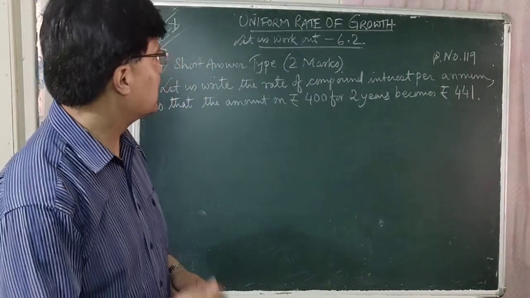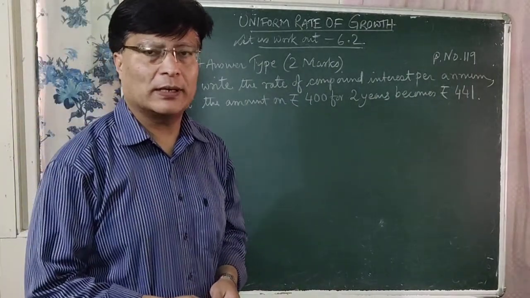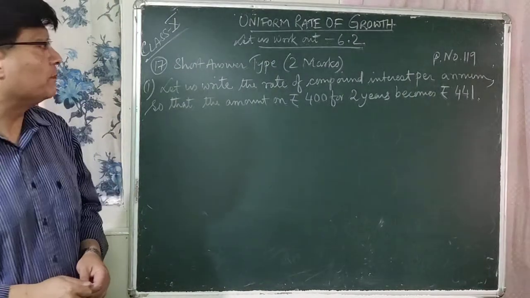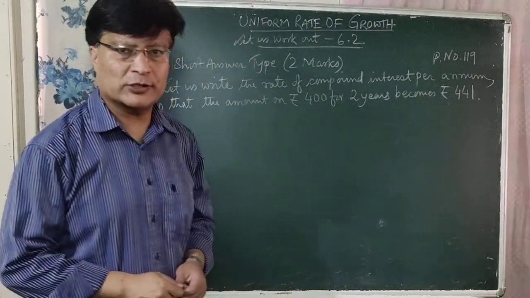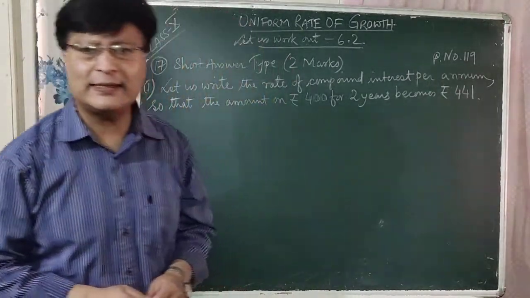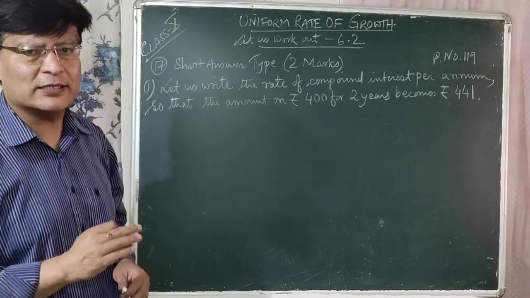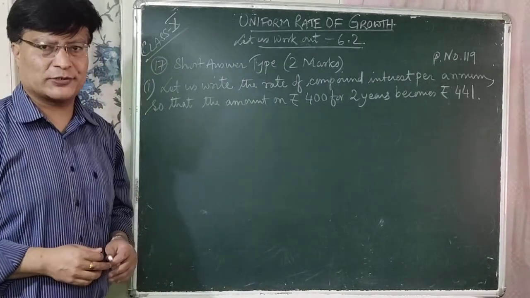The topic is the same topic that we were doing in the last online class. So the topic is uniform rate of growth. So let us work out exercise 6.2, on page number 119. This is of short answer type questions, so it carries 2 marks.